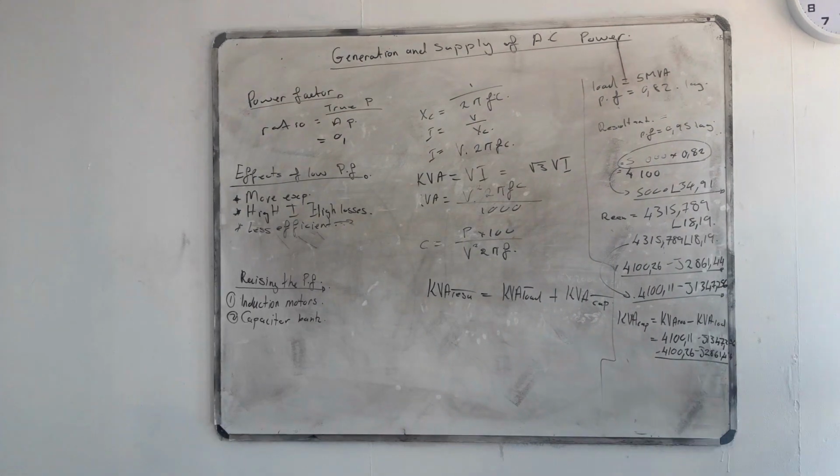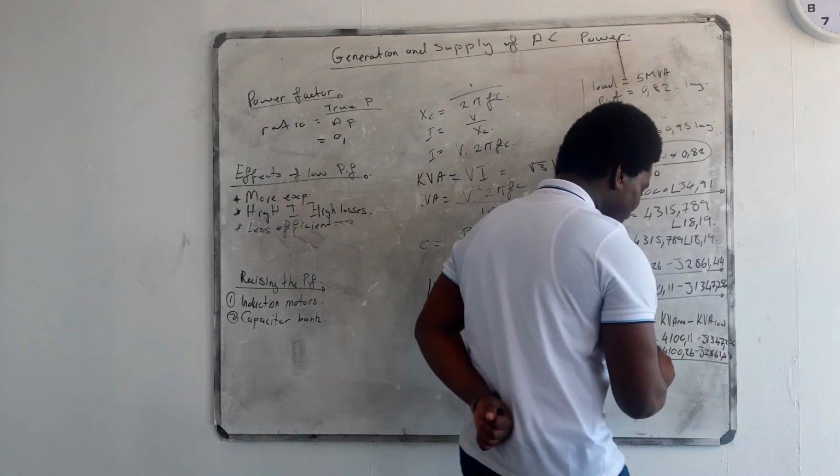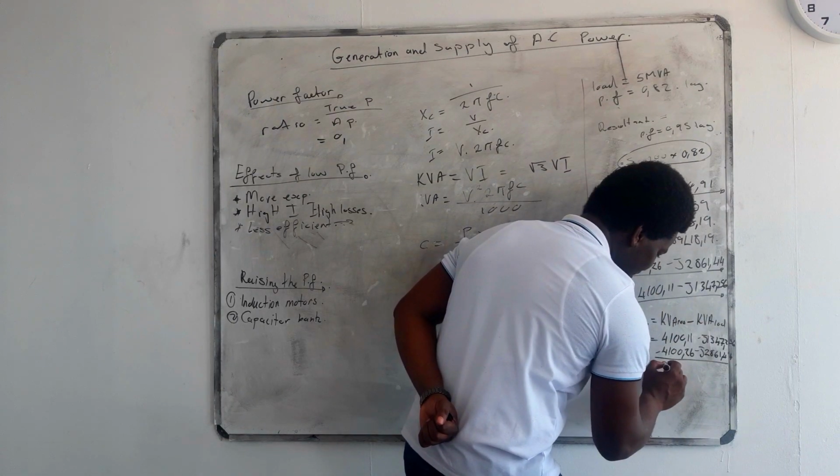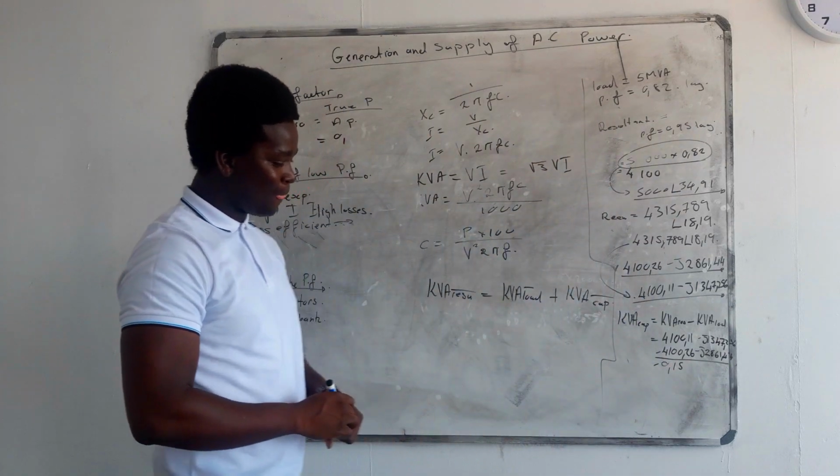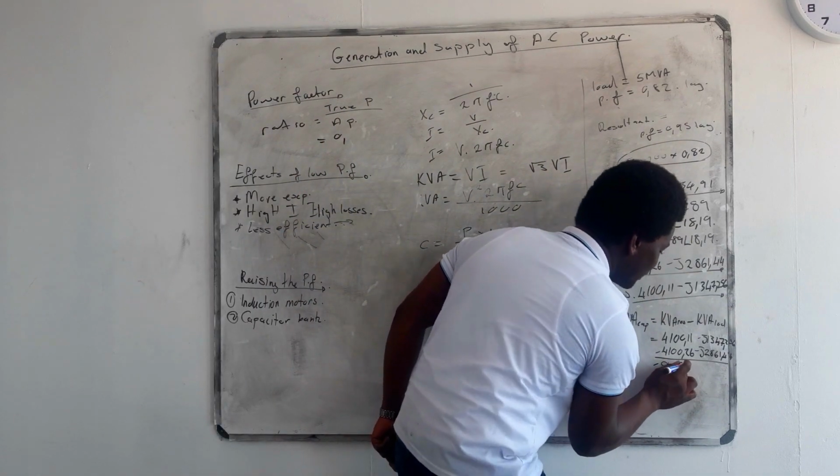Can you say 4100.26 minus 4100.11? I'll give you the answer with my head: 0.15. That's the answer. Yeah, I'm that confident. Negative 0.15, that's what I got. Confident. Okay, let's move over to the next one.